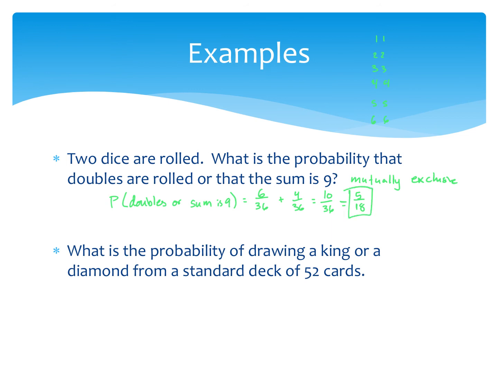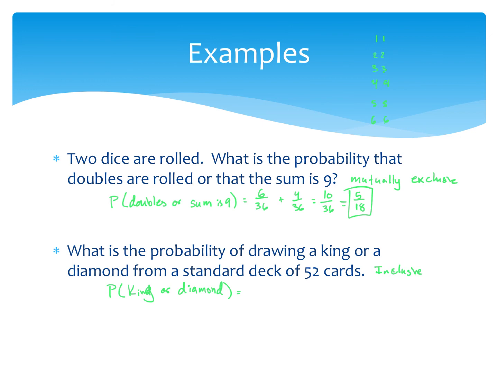Next problem. What is the probability of drawing a king or a diamond from a standard deck of 52 cards? The question is, can you draw a card and it be both a king and a diamond? The answer to that is yes, the king of diamonds. So this is an inclusive problem. When we do the probability of getting a king or a diamond, there's going to be an overlap, the king of diamonds. So we have to make sure we subtract that overlap, that way it doesn't get counted twice.